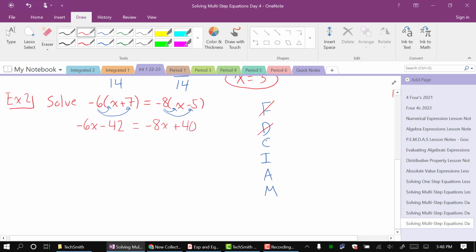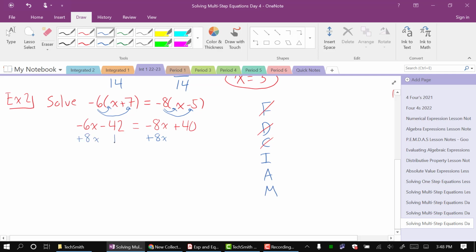And when I look at this, on the left, I have no like terms. On the right, I have no like terms. So I have no like terms to collect. But my variable is not isolated on one side. I have it on both sides. So I'm going to get rid of my smaller one. And when you have two negative numbers, the number further away from 0 is actually going to be smaller. So I'm going to add 8x to both sides.